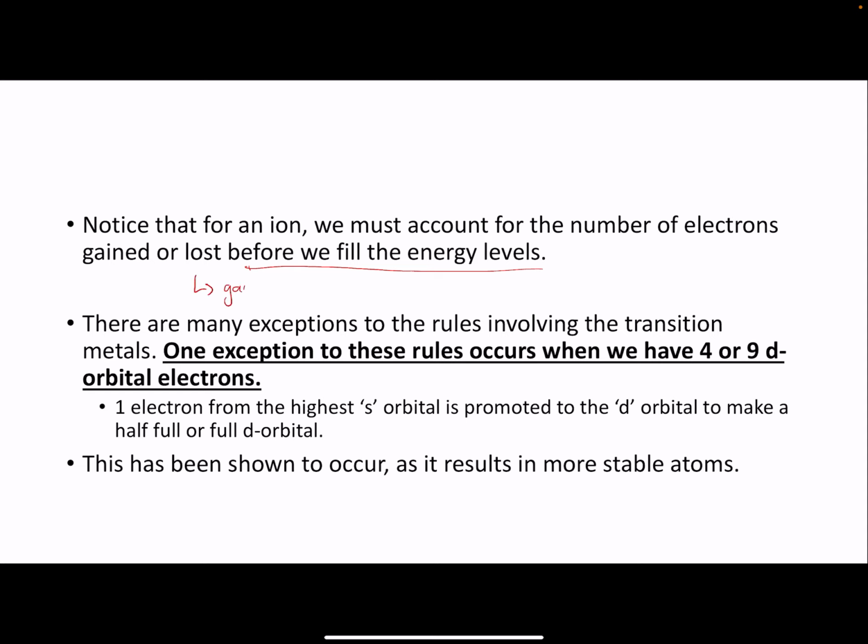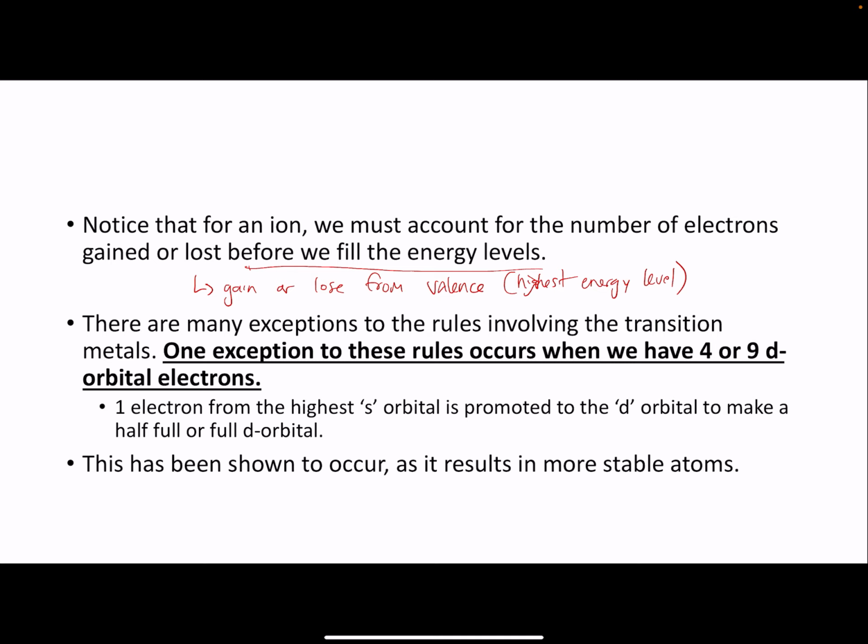Okay, and we're just going to say gain or lose from valence. And the valence is the highest energy level, which is your N value. So there's a couple of rules, and they involve the transition metals. And one major rule is bolded here. You'll see this one often if you continue in chemistry.